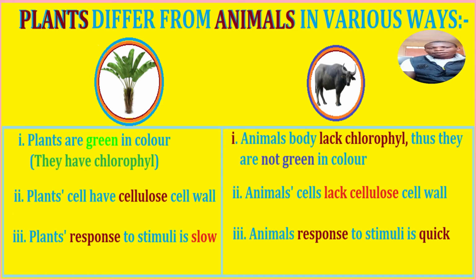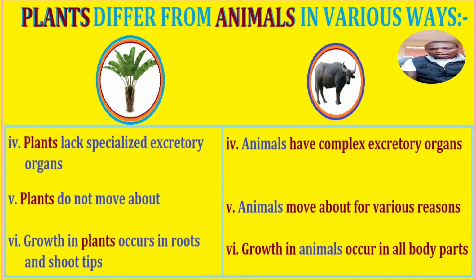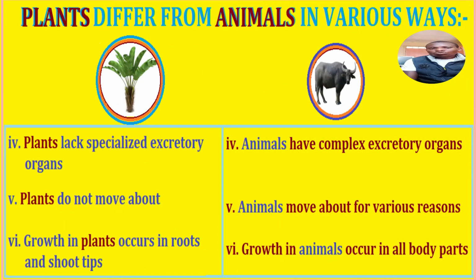Number two, plant cells have cellulose cell wall, whereas animal cells lack cellulose cell wall. Number three, plants' response to stimuli is slow, whereas animals' response to stimuli is quick. Fourthly, plants lack specialized excretory organs, whereas animals have complex excretory organs. Number five, plants do not move about, whereas animals move about for various reasons.